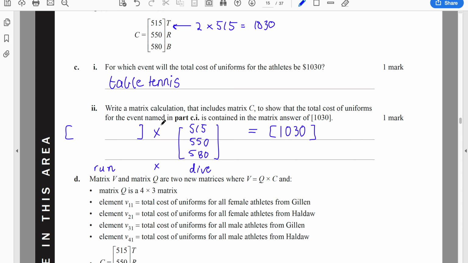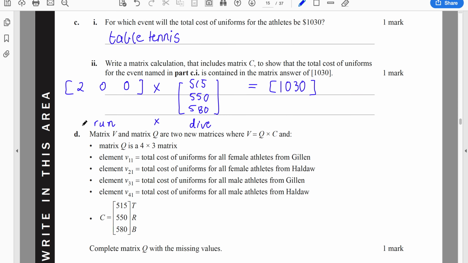Now, all I want is this 515 to be multiplied by 2. I don't want anything else to be added on. So I'll put zeros in these other two elements to make sure that the 550 and the 580 effectively are going to be cancelled out. And so this will be your answer.